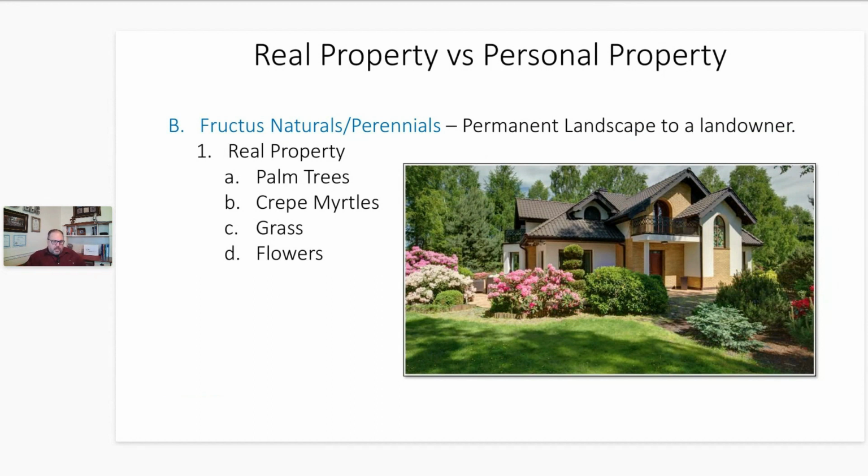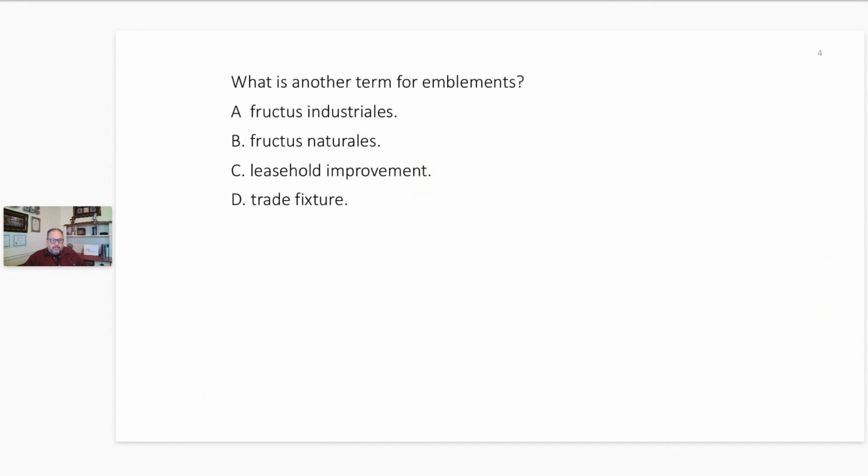All right, so let's look at a couple of questions you may see on the state exam. What is another term for implements? What do you think? Another term for implements.